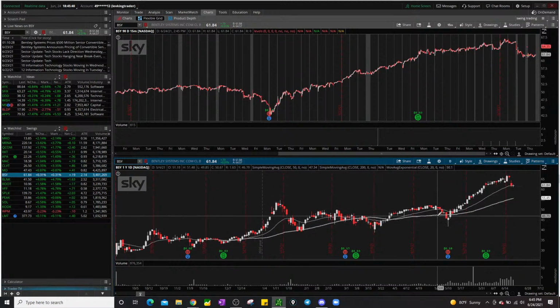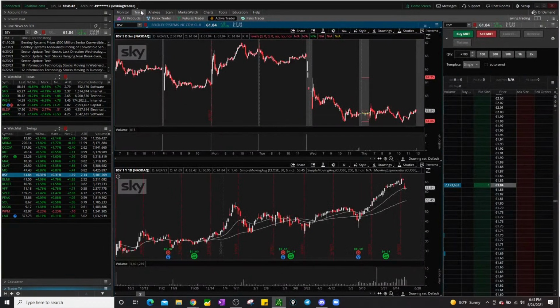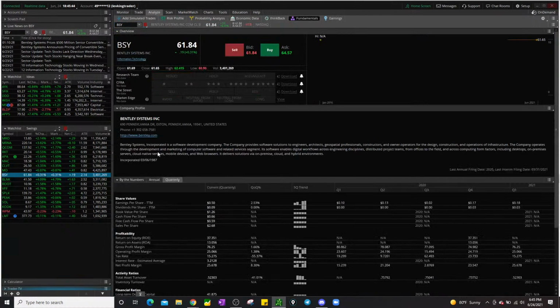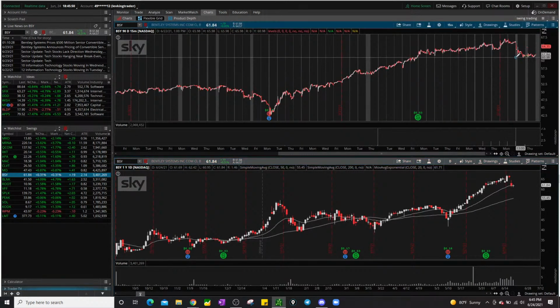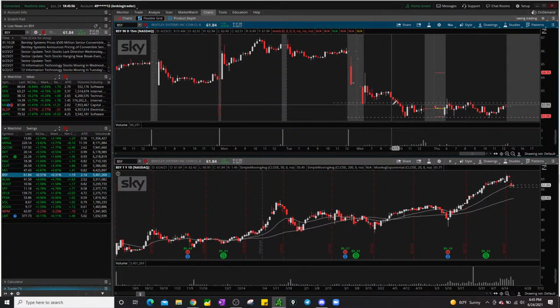All right, this one, Sky. What is that? Is it television? Software development company. All right. So what do we have here? Nice consolidation for the past few days, right? So nice consolidation, 2 days only. Below the moving average, this is 10. We do have room to fall down.